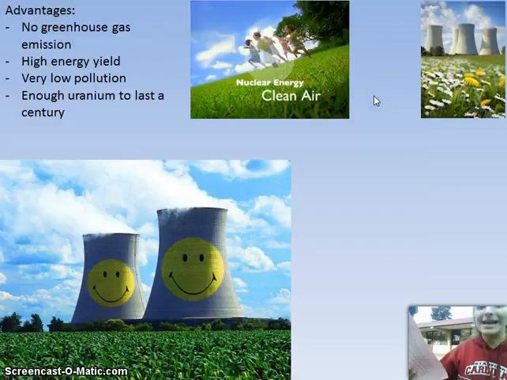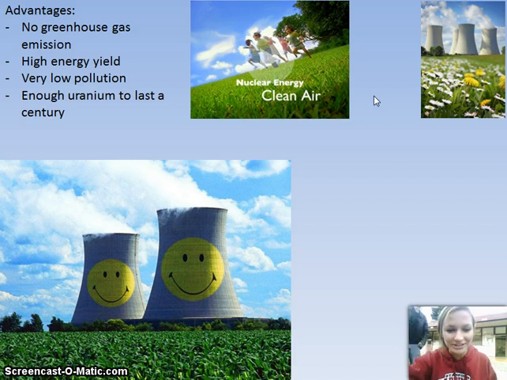Hello again guys. I am supposed to talk about the advantages of nuclear power. So the main advantage is that they do not release any greenhouse gases because they don't burn anything, right? So it helps keep the air clean and preserves the climate. Also, a benefit of that is that it also prevents acid rain.